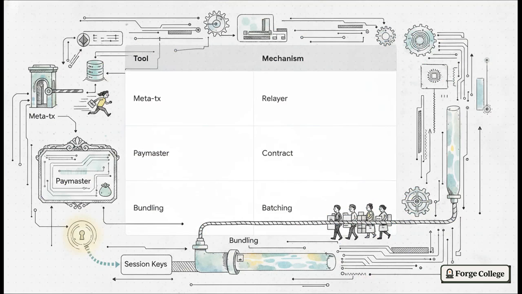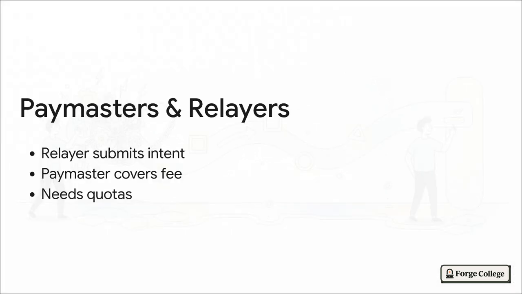So picking the right tool for the job really just comes down to understanding UX tradeoffs. We basically have four primary mechanisms in our toolkit: meta transactions, paymasters, bundling, and session keys. Each one manipulates our toll booth and courier in slightly different but really important ways. First up, we've got meta transactions and paymasters. With a meta transaction, our courier, the relayer, takes the user's intent, submits it to the chain, and pays the gas. Simple enough. Then we have paymasters.